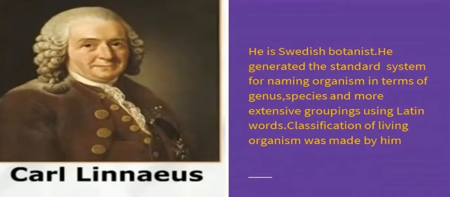Next one, Carolus Linnaeus. He is a Swedish botanist. He generated the standard system for naming organism in terms of genus, species and more extensive groupings using Latin words. The first systematic approach to the classification of living organisms was made by a Swedish botanist.